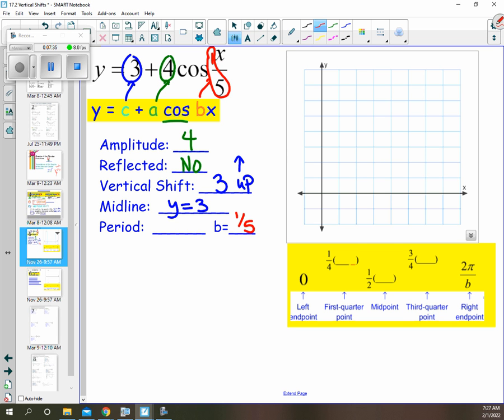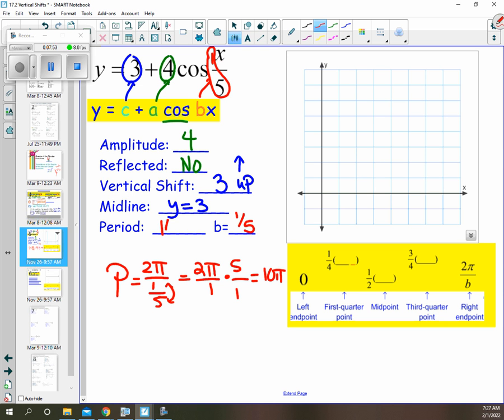Now remember, we have to do a little calculation here. The period formula is 2 pi divided by b, which is 1/5. So we need to remember how to do this now. How do you divide by a fraction? Well, you multiply by the reciprocal. So wow, that looks like that's going to be 10 pi.